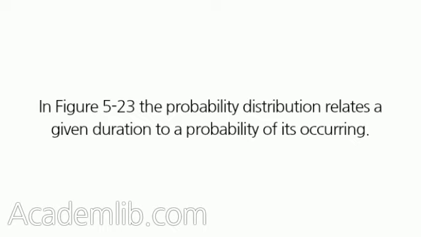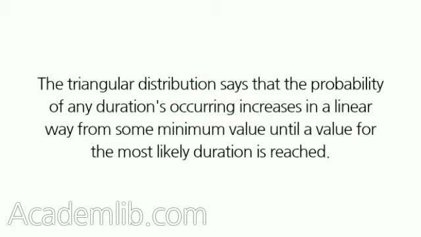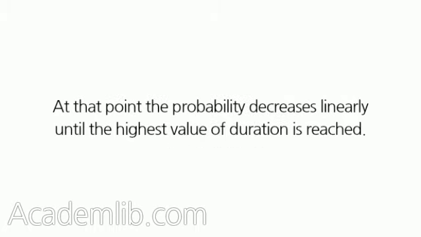In Figure 5.23, the probability distribution relates a given duration to a probability of its occurring. The even distribution says that the probability of one duration's occurring is the same as the probability of the occurrence of any other duration in the range of possible values. The triangular distribution says that the probability of any duration occurring increases in a linear way from some minimum value until a value for the most likely duration is reached. At that point, the probability decreases linearly until the highest value of duration is reached.